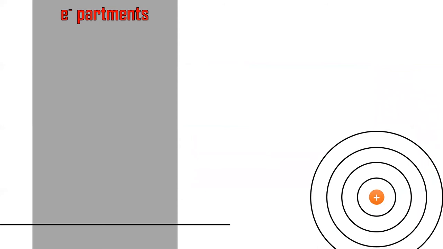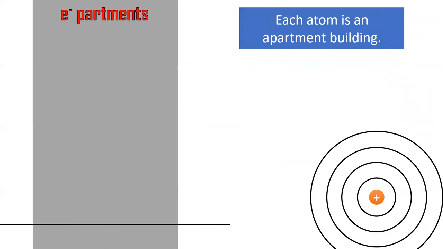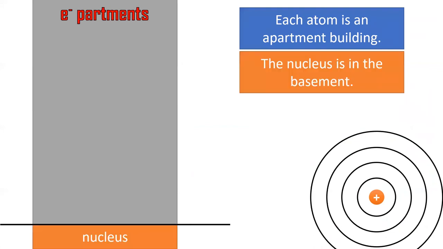All right, here we are. Welcome to the apartment building. This building represents an atom. Think of the nucleus as in the basement, and no electrons can live in the nucleus.